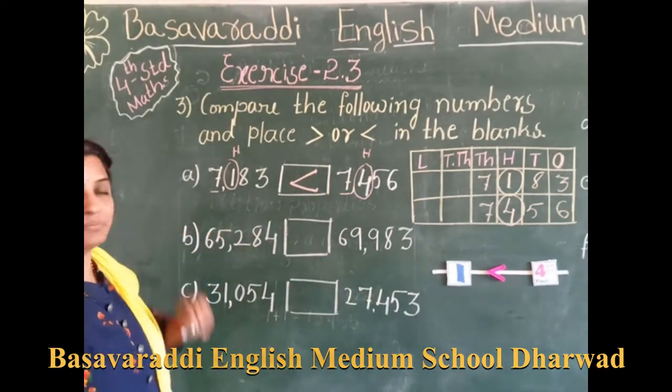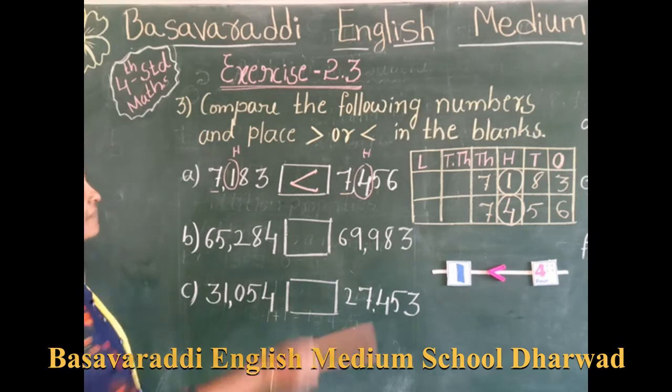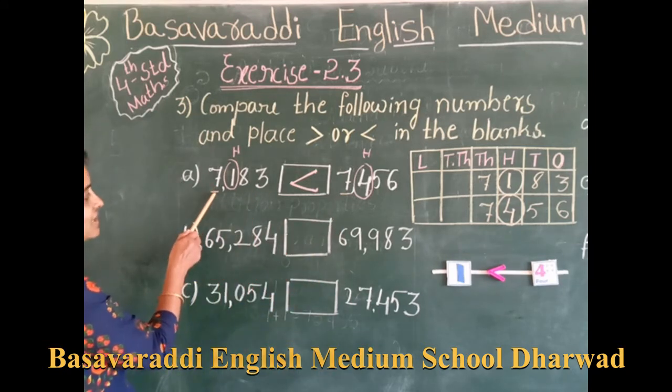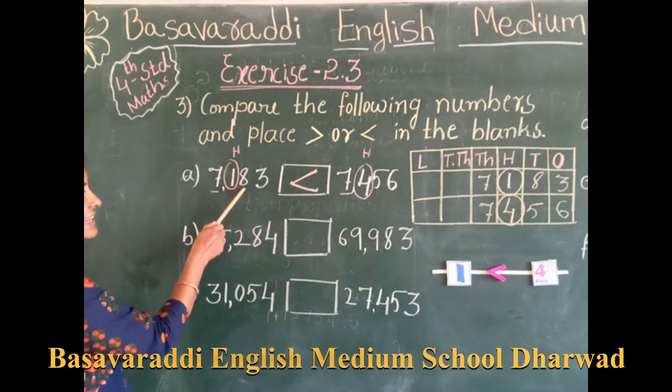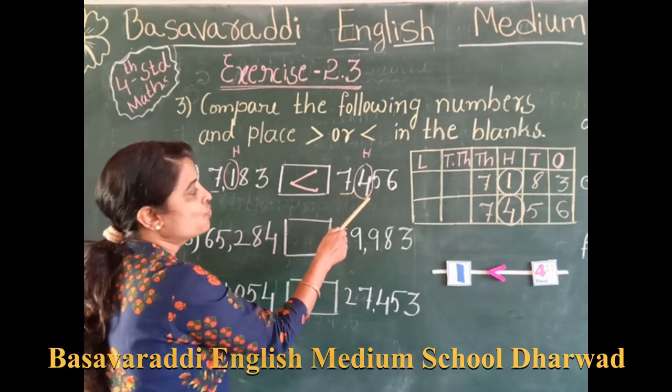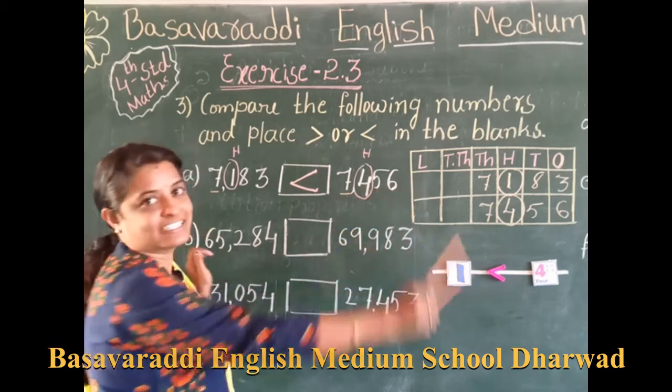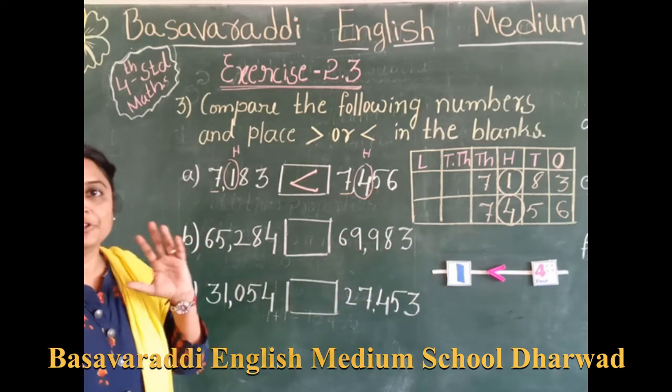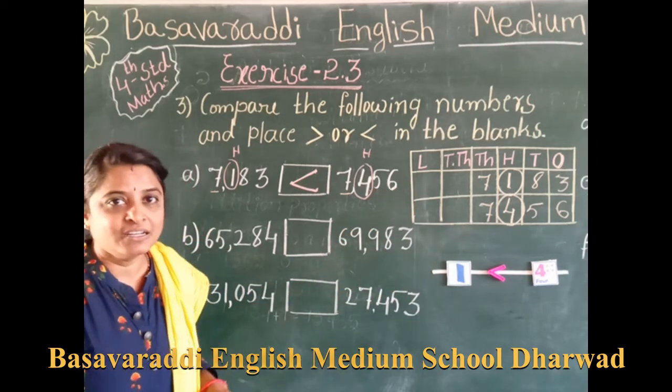Now you read this number. 7183 is smaller than 7456. Understood? Clearly you understood how to compare the numbers.